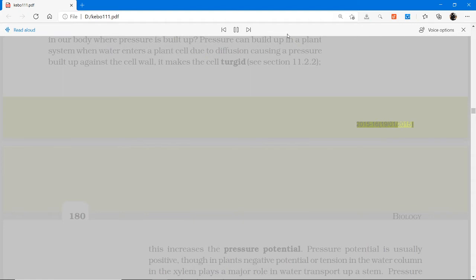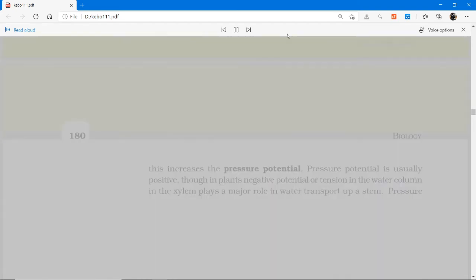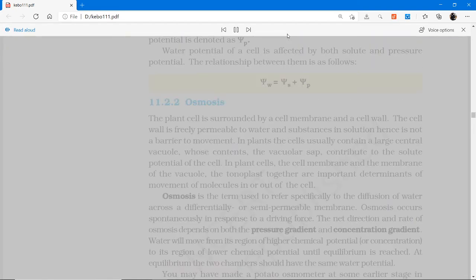This increases the pressure potential. Pressure potential is usually positive, though in plants negative potential or tension in the water column in the xylem plays a major role in water transport up a stem. Pressure potential is denoted as psi-p. Water potential of a cell is affected by both solute and pressure potential. The relationship between them is as follows. Psi-w equals psi-s plus psi-p.